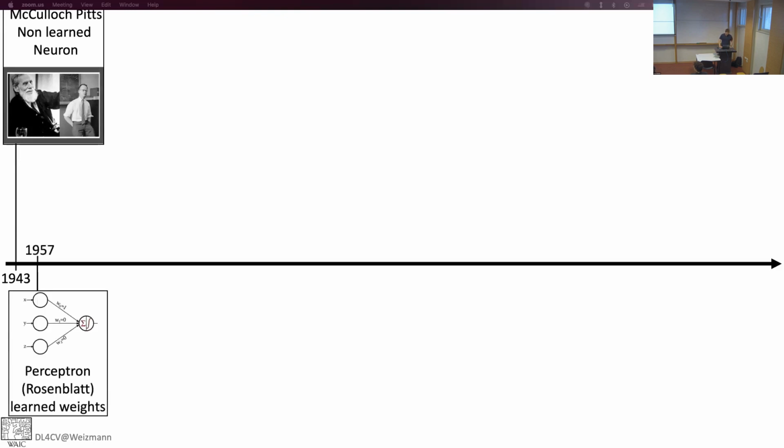Then in 1957, the first algorithm was proposed by Rosenblatt. It's called the perceptron. This is sort of a linear neuron, single layer. It actually had an effect, and it was an important algorithm at the time. This is, let's say, the grandfather of the deep nets that we're going to learn about soon.